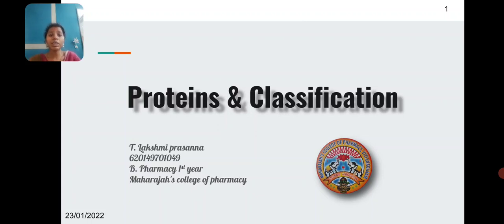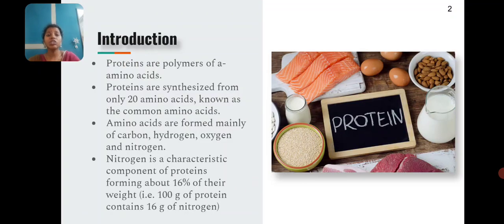Today I want to discuss proteins and their classifications. Let us see the introduction of proteins. Proteins are polymers of alpha amino acids. Proteins are synthesized from only 20 amino acids known as the common amino acids.